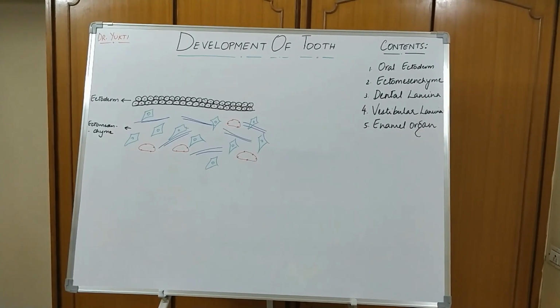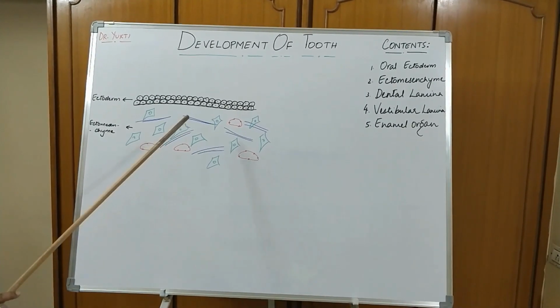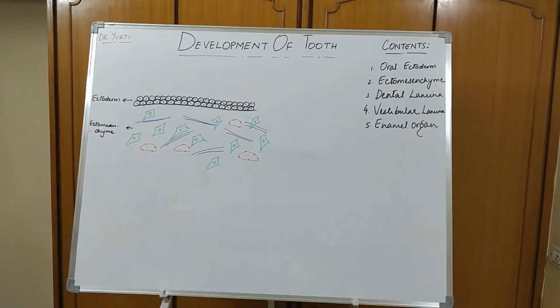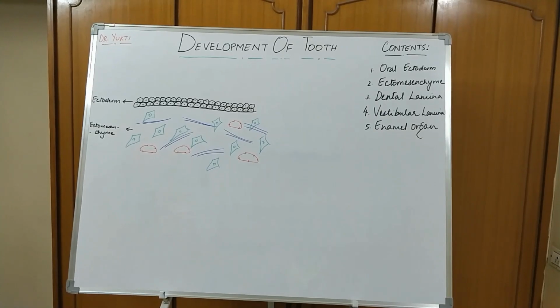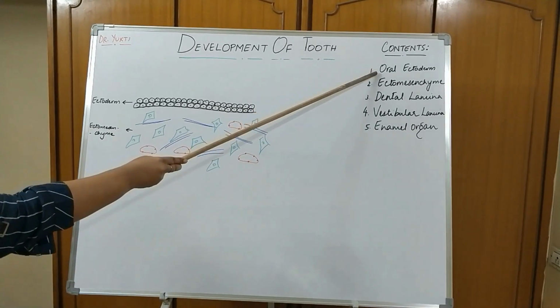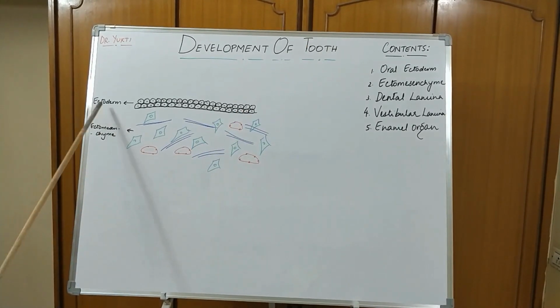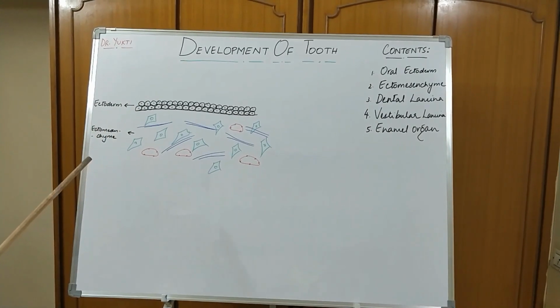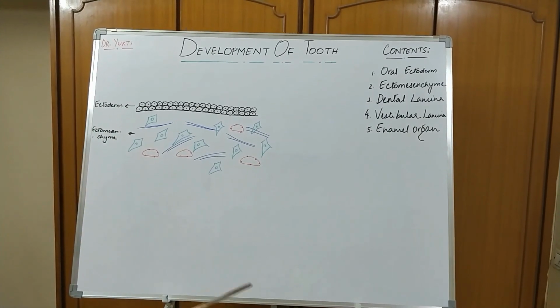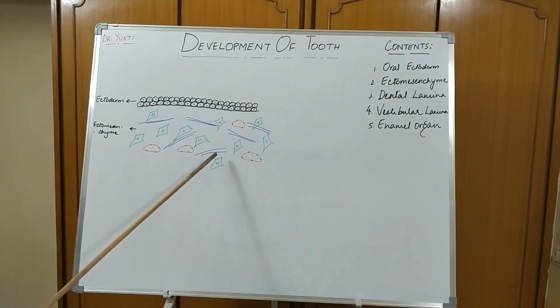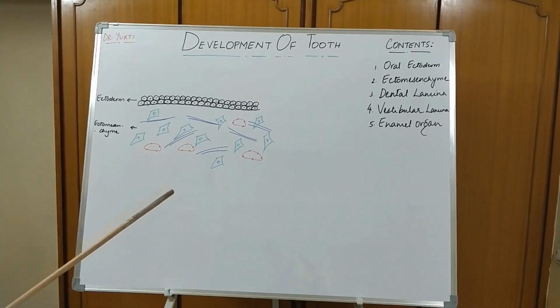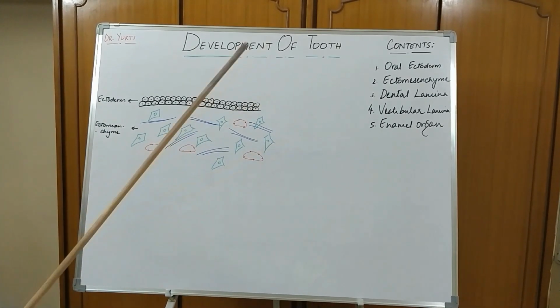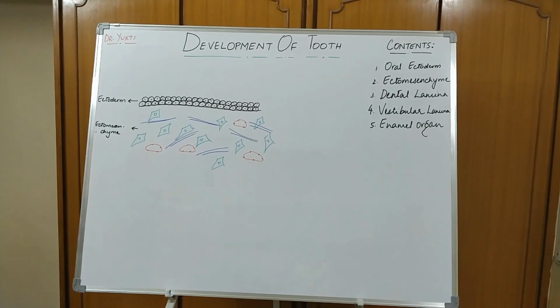The function of ectomesenchyme is to instruct the overlying ectoderm to initiate tooth development. Right, so we have completed the oral ectoderm, which is nothing but the stratified squamous epithelium lining the primitive oral cavity. Ectomesenchyme is the primitive connective tissue, right? Now we will come to the next thing, that is the dental lamina.